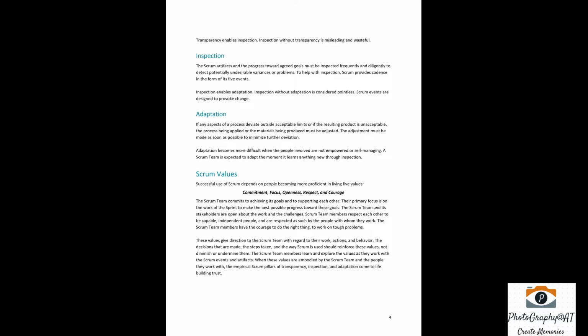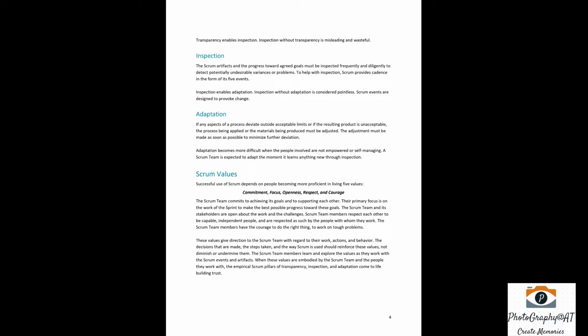Their primary focus is on the work of the sprint to make the best possible progress toward these goals. The Scrum team and its stakeholders are open about the work and the challenges. Scrum team members respect each other to be capable, independent people, and are respected as such by the people with whom they work. The Scrum team members have the courage to do the right thing, to work on tough problems. These values give direction to the Scrum team with regard to their work, actions, and behavior.